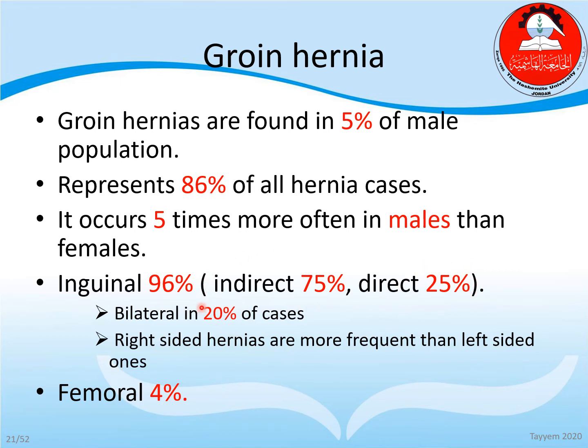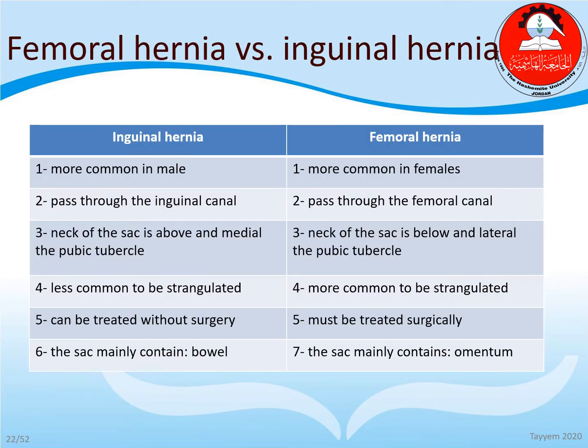And if we find an inguinal hernia, expect 20% to be present on the contralateral side, and right-sided hernias are commoner than the left side due to the late descent of the right testis compared to the left. Femoral hernia represents 4% of all groin hernias.